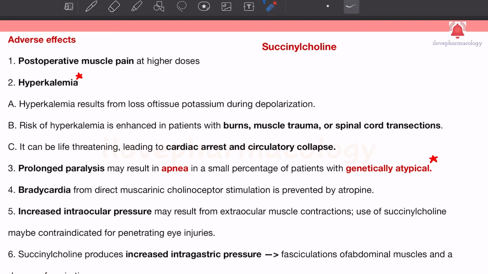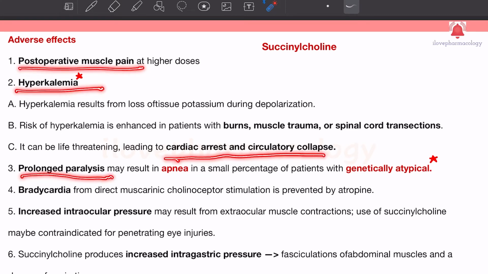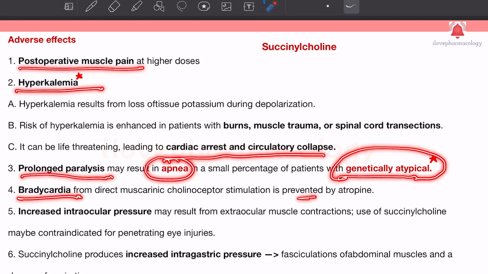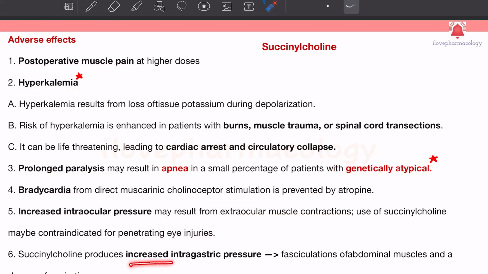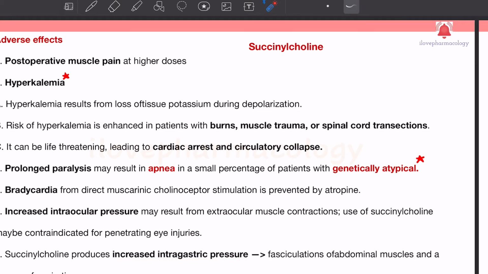So please remember, adverse effects of succinylcholine: it produces post-operative pain. It can cause hyperkalemia. Hyperkalemia can lead to increased risk of arrhythmias as well as cardiac arrest, and it can cause prolonged paralysis, which leads to succinylcholine apnea if the individuals have atypical pseudocholinesterase. It can cause bradycardia, which can be prevented by giving atropine. It can cause increased intraocular pressure due to the contraction of the extraocular muscles if there are penetrating eye injuries. And also it can lead to increased intragastric pressure, and it can lead to aspiration.